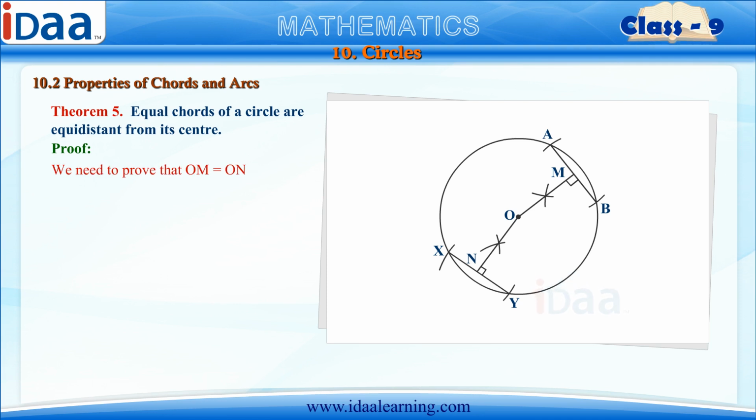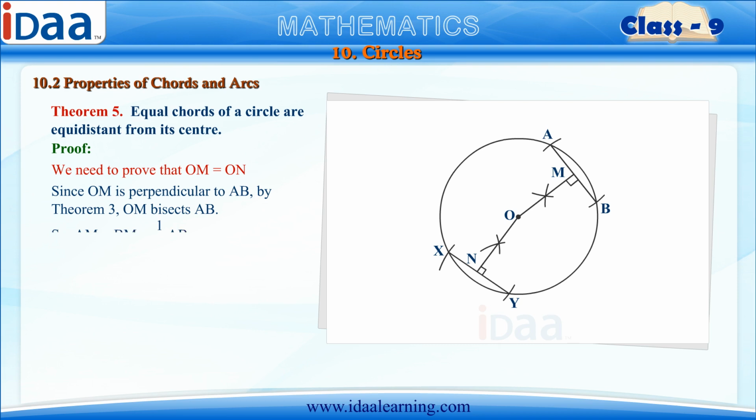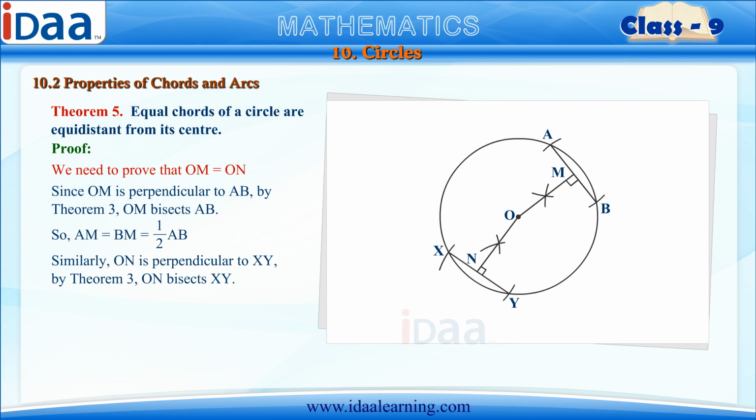We need to prove that OM is equal to ON. Since OM is perpendicular to AB, by Theorem 3, OM bisects AB. So, AM is equal to BM is equal to 1 by 2 AB. Similarly, ON is perpendicular to XY, so by Theorem 3, ON bisects XY. So, XN is equal to YN is equal to 1 by 2 XY. Further, AB is equal to XY gives BM is equal to YN.